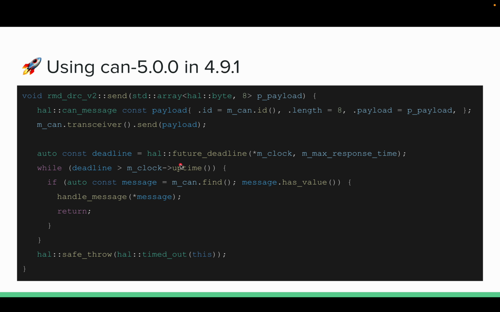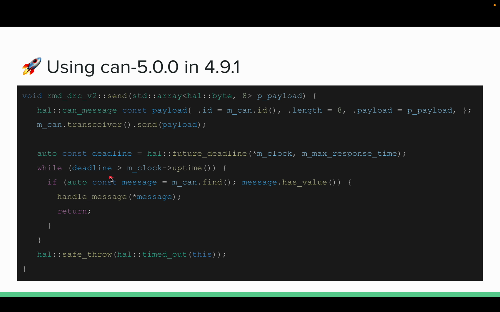Here we're using the HowFutureDeadline function. You can pass in a clock as well as an amount of time that you have. What it'll do is calculate the frequency of the clock, how much time each tick of the clock is, and it'll use the response time that you gave it to come up with the number of ticks that would designate a deadline in the future.